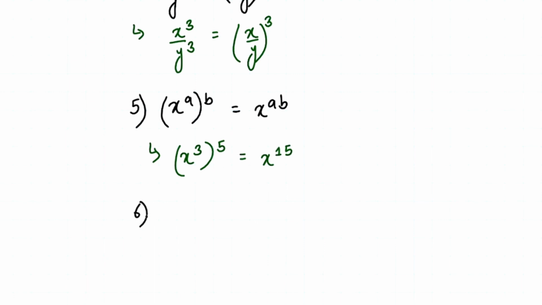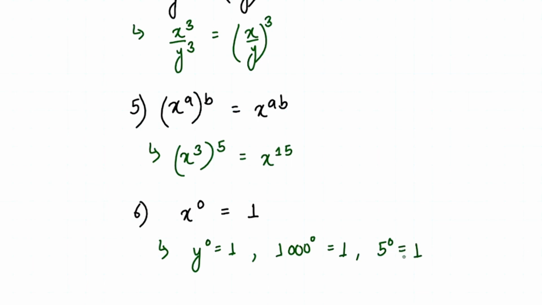Our sixth law is a pretty interesting one. So if there is something like x, y, or any number, and if we have a power 0 of that number, then it's always equal to 1, okay? So for example, if we had something like y to the power 0, it's going to be 1. Or if we had something like 1000 to the power 0, it's going to be 1. Or 5 to the power 0, this is also going to be 1. Anything having power 0 is always equal to 1, okay? And this is our sixth law.